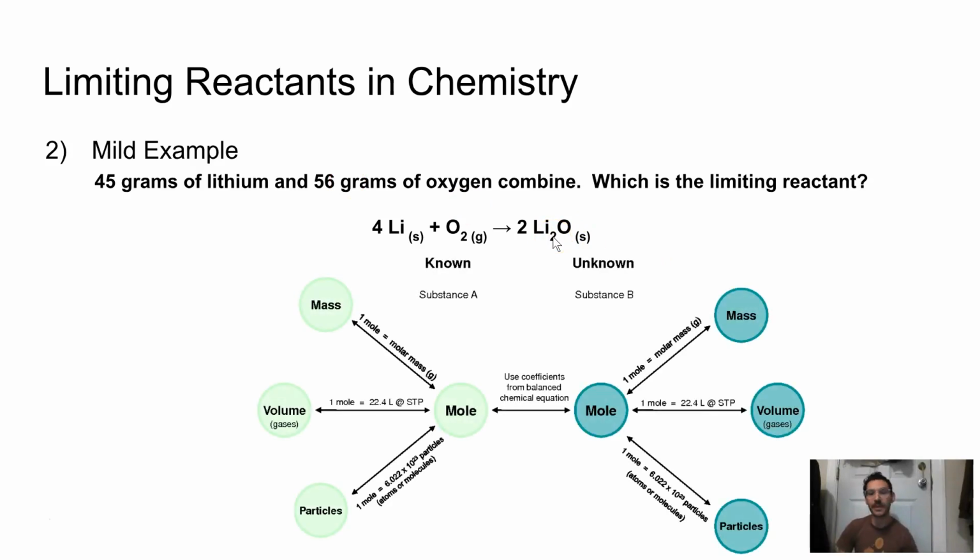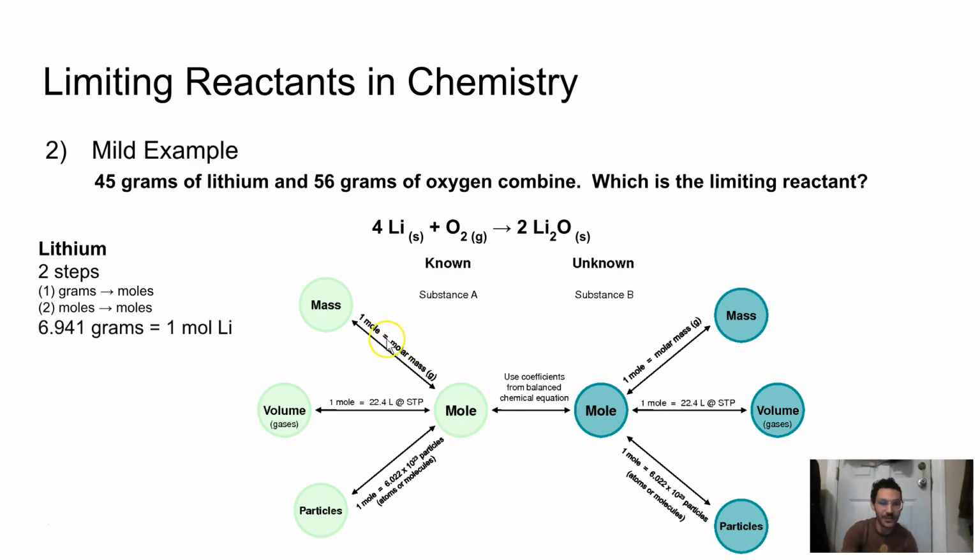So I'll pull up my stoichiometry roadmap to help me figure this out. For lithium, I'm going to be starting with my mass of lithium. It's going to be 2 steps. I'll convert to moles of lithium, and then I will convert from moles of lithium to moles of product, and I can just leave it off there because I just want to know how much product we can make. And so my conversion factors, I'll need the molar mass of lithium, boom, and I'll also need my coefficients from that balanced chemical equation. Well, I know 4 lithiums is going to be equivalent to 2 moles of product.